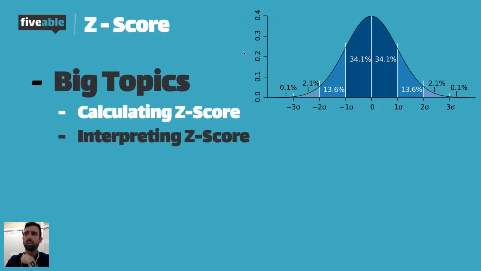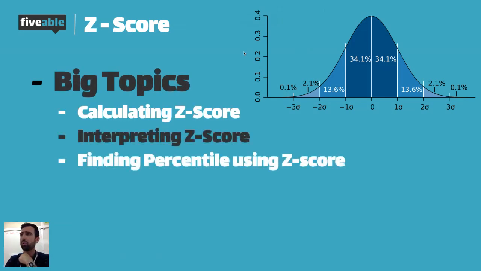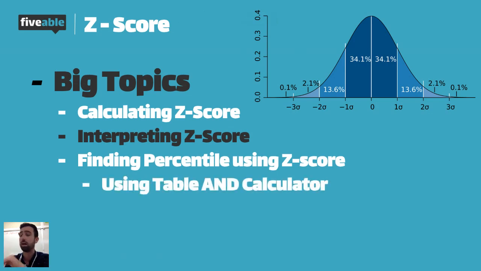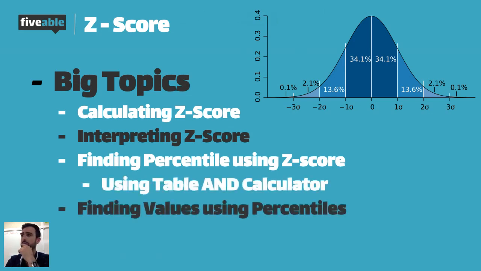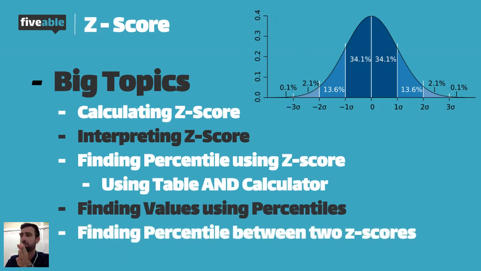So we covered calculating z-score. We covered interpreting. We found percentiles using the z-score, using the table and the calculator. We found values, or we haven't found values using percentiles left. And we still have to find percentile between two values.